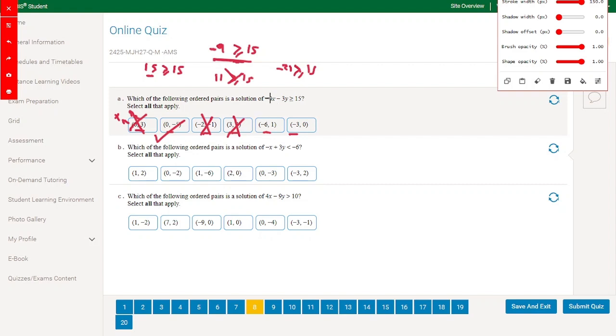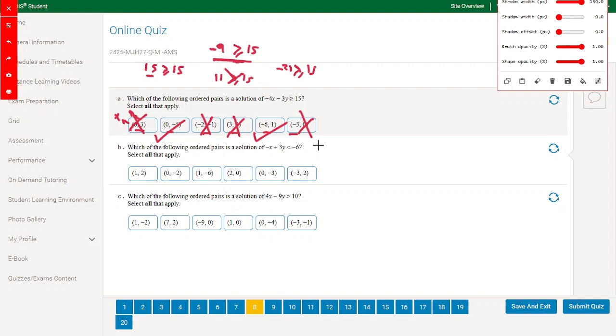Now minus 6 and 1. We'll substitute here. This one will be 24. 24 minus 3 is 21. 21 is bigger than or equal to 15. Yes, so this is the right answer. And this one will be the wrong answer. So the right answers here will be 0 and minus 5, and minus 6 and 1.